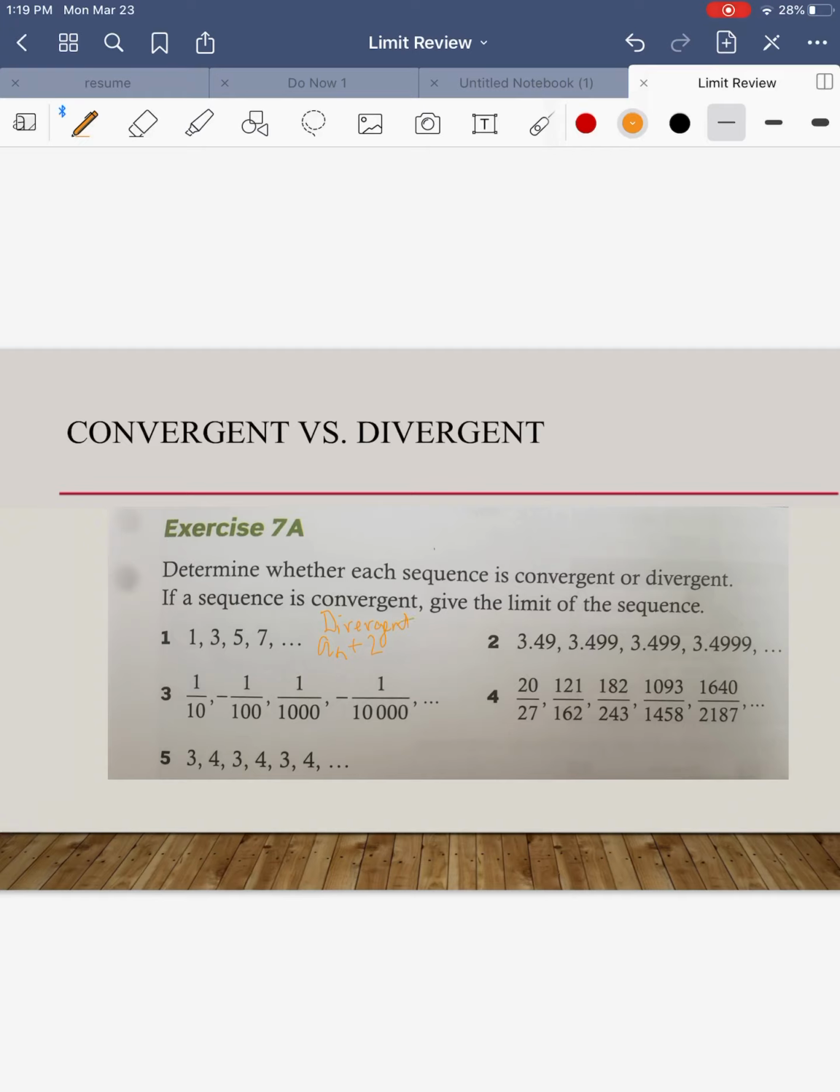Let's look at 2. We're going 0.49, 0.499, 0.4999. So we keep on adding 9s to the end. So our series will look as 0.9 being added times 0.1 to the power of n. So as we keep going, adding 9s, we're going to converge to 3.5.